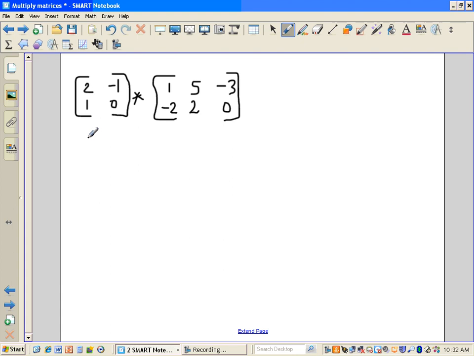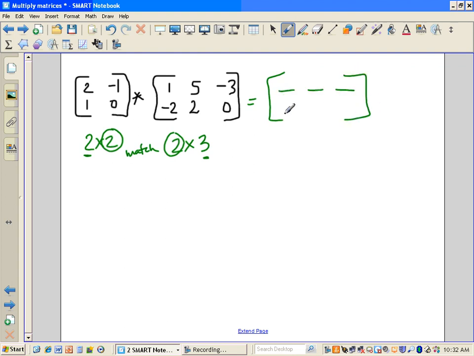Here we have a 2 by 2 matrix, and this is a 2 by 3 matrix, 2 rows and 3 columns. Inner dimensions match, so we can multiply. They do match. Here are my outer dimensions, a 2 by 3. So it looks like our answer is going to be like the second one, 2 rows, 3 columns. We're looking for 6 entries here.